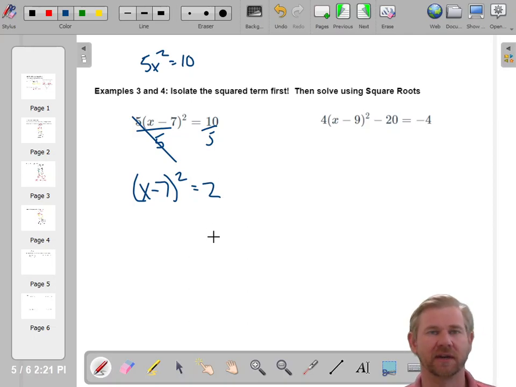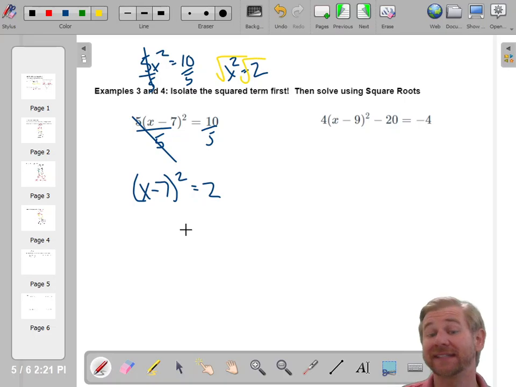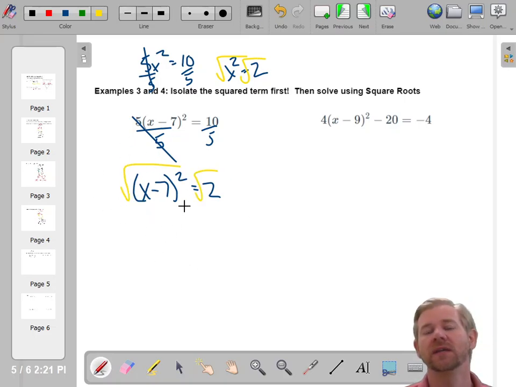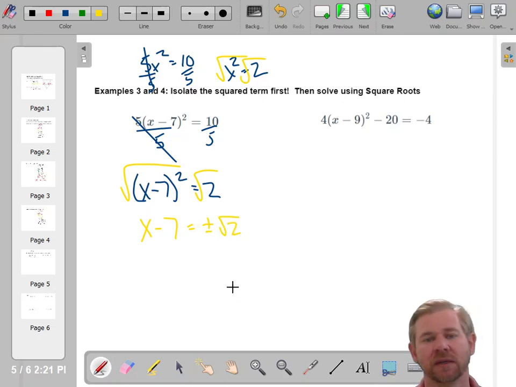So this is a little trickier. Now, here in this problem, I would have said x squared equals 2, and the next step would be to square root both sides. Well, that's the next step here as well, square root both sides. And when you square root a squared term, you get just the x minus 7. And on the right side, I'm just going to write this as plus or minus radical 2. Now, 2 is not a perfect square. That's fine. Just leave it as radical 2.